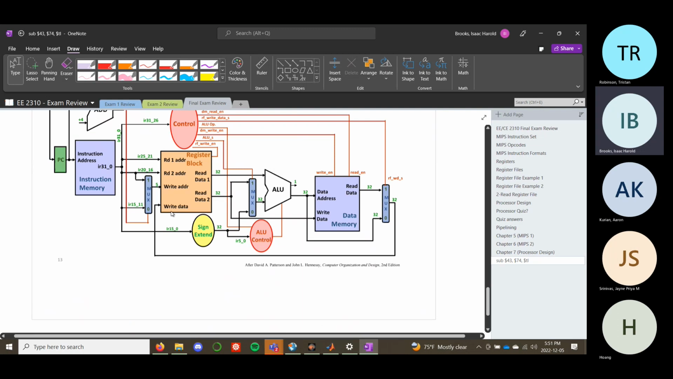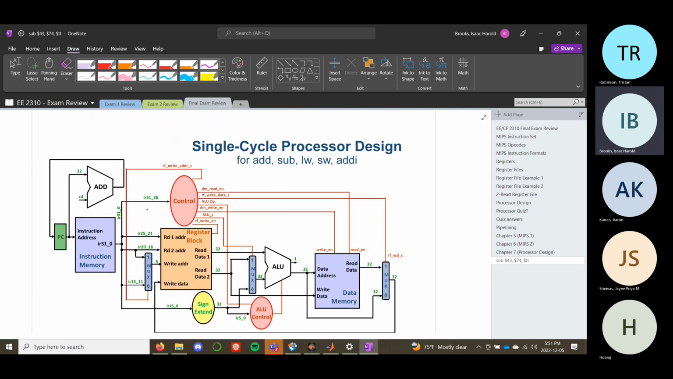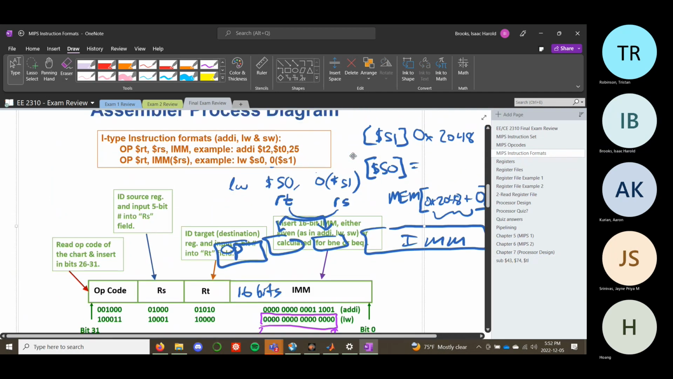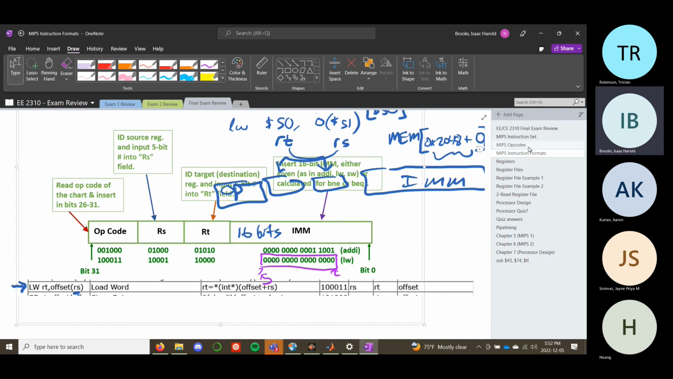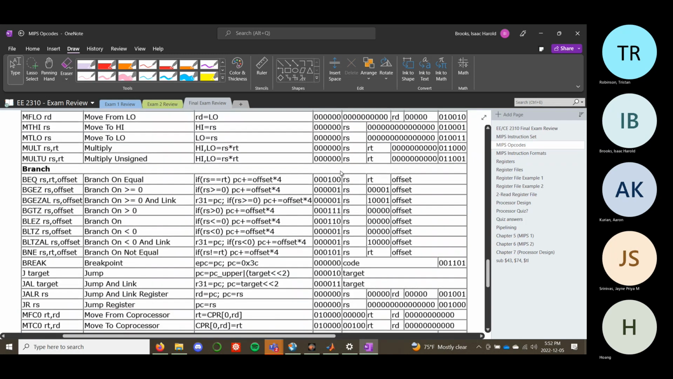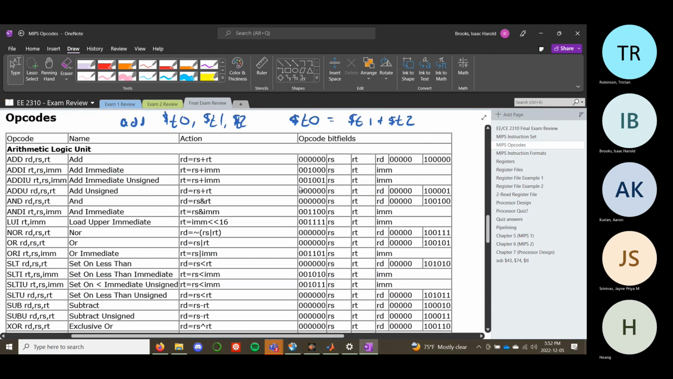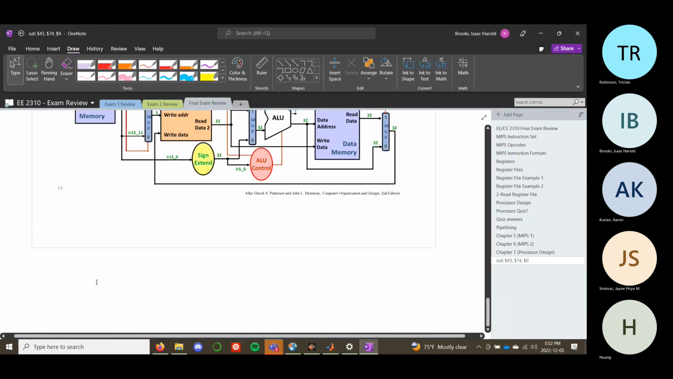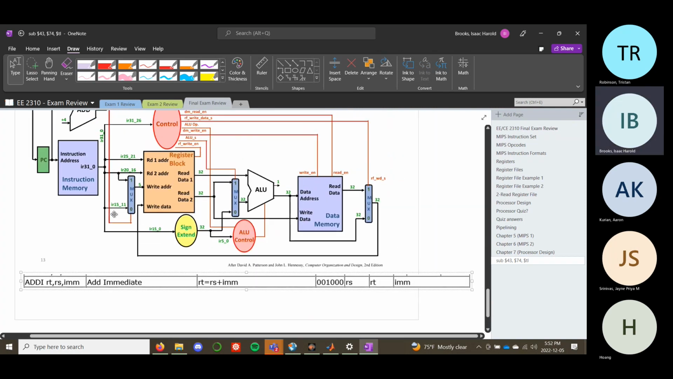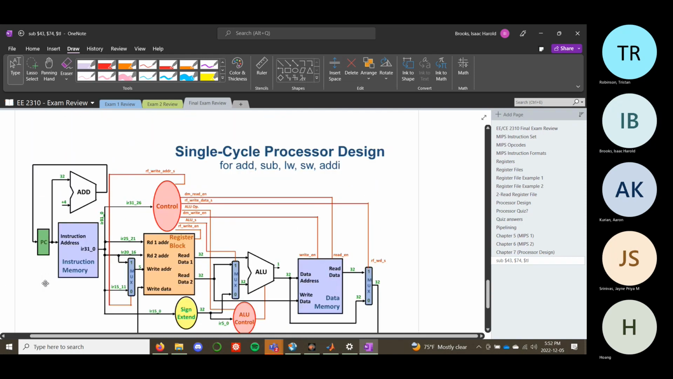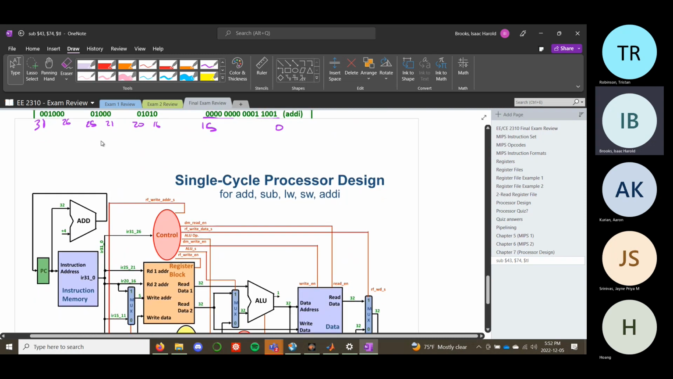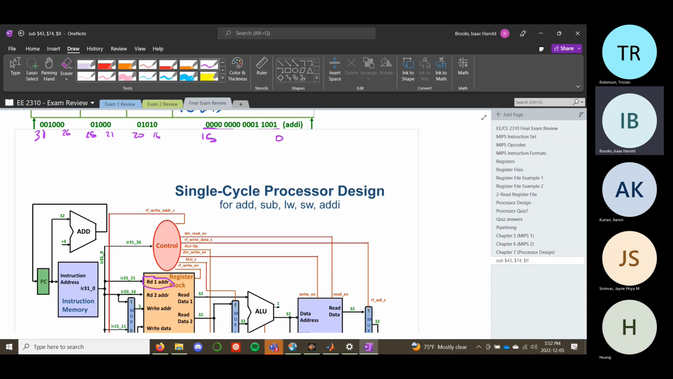So what's happening in this add immediate instruction is bits 25 through 21, which are these ones, are RS. And let's grab the instruction here. An add immediate instruction looks like this: RT, RS, and immediate. RT is what we're going to store into. RS is what we're going to add with. So RS, we're going to have to read the contents of RS. That's read address one, and that's going to be the data that we're adding.